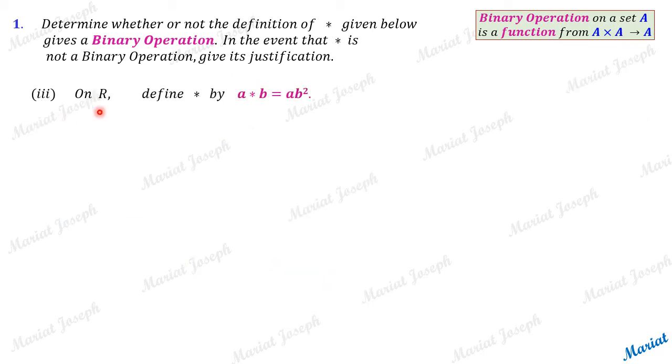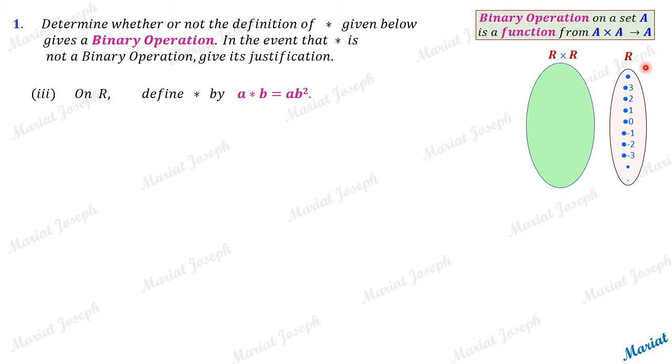Another example is on the set of real numbers, defined as a star b equal to ab square. Set of real numbers means all numbers from minus infinity to plus infinity. Not only negative and positive integers, but all the decimals, fractions, everything. This time set A is the set of real numbers, so that is kept as the codomain, and the domain should be its cross product. That means all possible pairs made using all the real numbers.